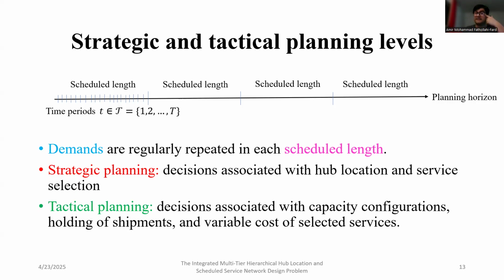So based on this, we can define that this study will contribute to the strategic planning, where the decisions related to the hub location and the service selections are related to the strategic planning. And we have tactical planning, where the decisions related to the capacity configurations and the variable cost for the holding of the shipments and the selection of the services are related to the tactical planning. So this study contributes to both strategic and tactical planning.